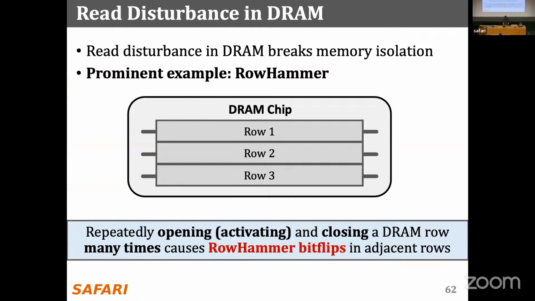So yeah, we've already seen RowHammer. If you keep opening and closing this as fast as you can, you induce bitflips in the neighboring adjacent rows.